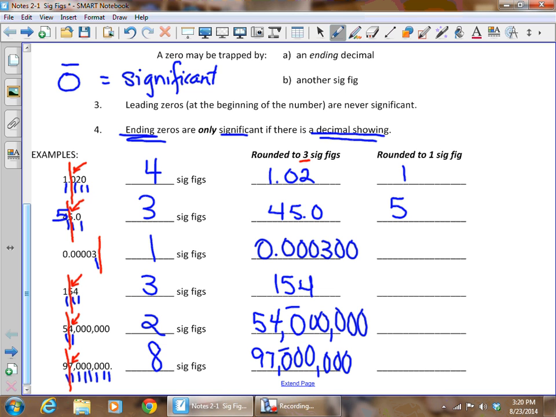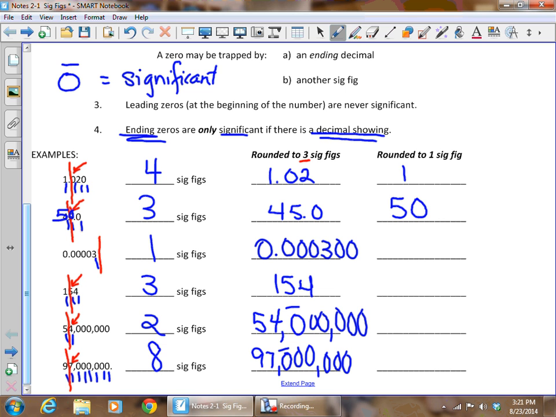When you round up, all of those place values up to the decimal must be replaced with zeros. So since we're supposed to be dropping that 5, and it's in a whole number place value, we have to replace it with a 0. So rounding that up to the 5, we have to replace that with a 0. And remember, since there's no decimal showing, is that 0 significant? No, it's not. It's an ending 0, not significant unless there's a decimal showing. So we have our one sig fig with 50.